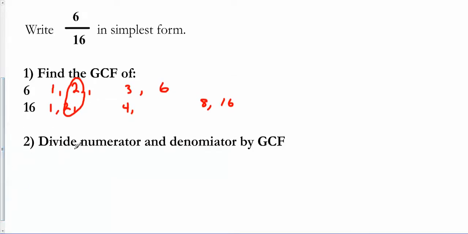So, step number 2 is divide by the greatest common factor. I'm going to divide by 2, divide by 2, and I'm left with 3/8. So 6/16 in simplest form is 3/8.